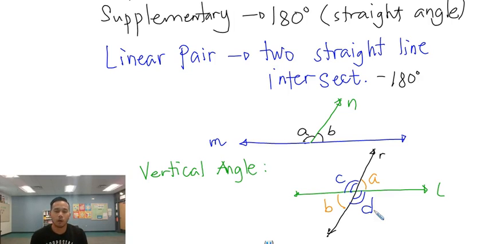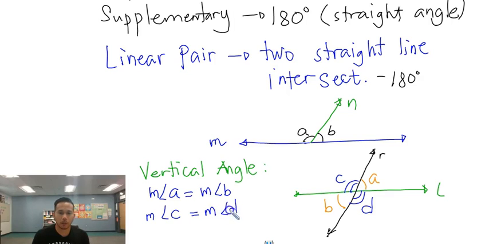By definition of vertical angle, I want you to memorize this: the measurement of angle A is always equal to the measurement of angle B. If angle A is 50 degrees, therefore angle B is also 50 degrees. Same with the measurement of angle C, which is equal to the measurement of angle D. If C is 100 degrees, therefore D is also 100 degrees. If they ask you why, by definition of vertical angle.